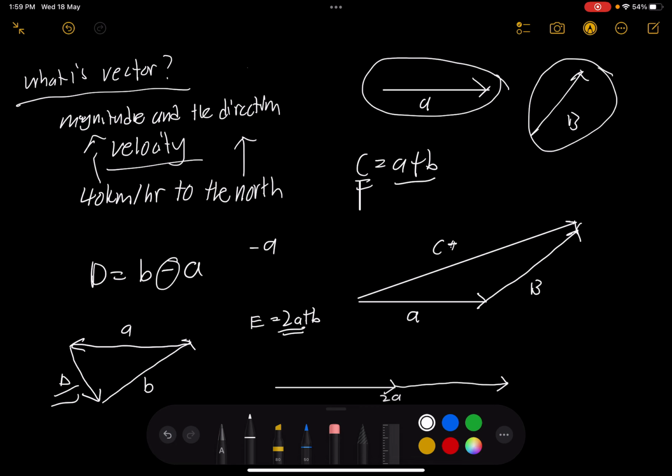With this sorted out, it is just like the first example we have done, C equals A plus B. All you need to do is draw B. Remember, do it from the terminal point of A, but in this case 2A, still the same, it's just longer. And to find E, all you need to do is connect it from the initial point to the terminal point of B. And there you go. This is your E. Thank you very much.